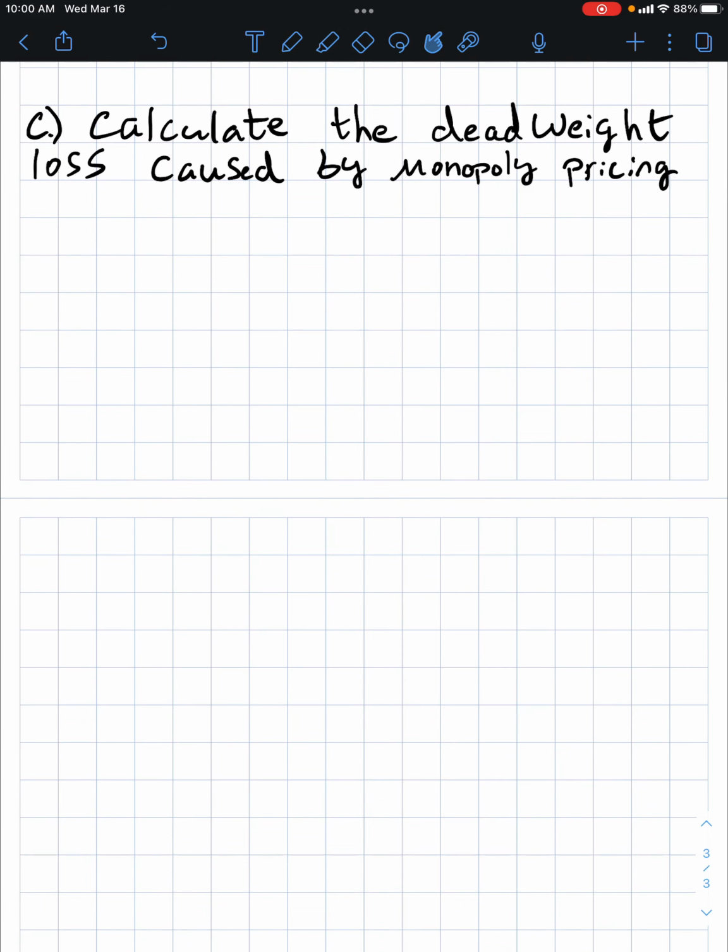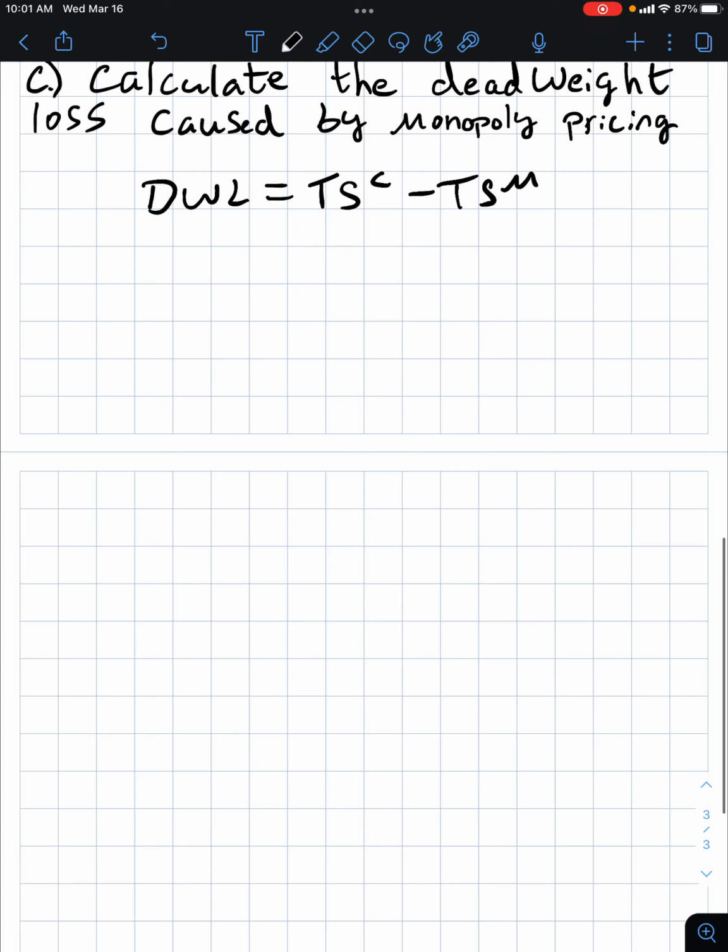Now part C, calculate the deadweight loss caused by monopoly pricing. Now, how do we do this? Well, first, let's write the relationship of deadweight loss. Deadweight loss is equal to the total surplus of a competitive setting minus the total surplus in a monopolist setting. So let's first find our total surplus in a monopoly setting.